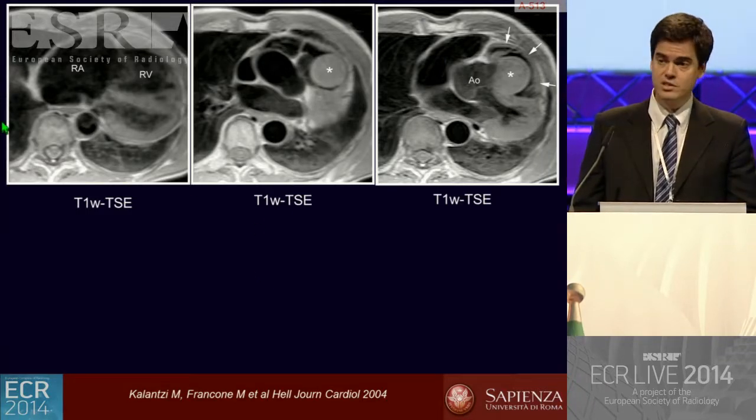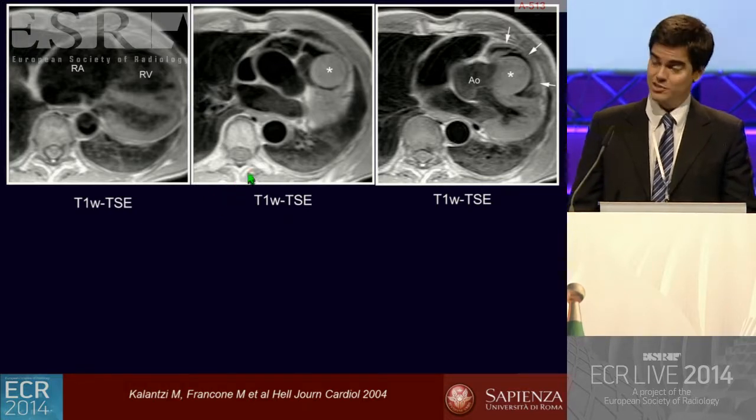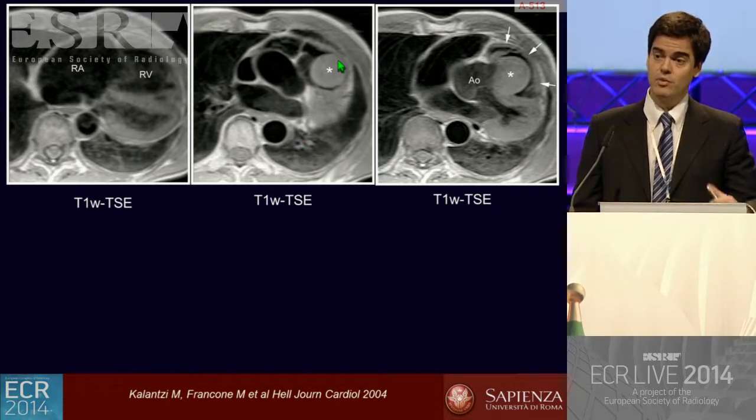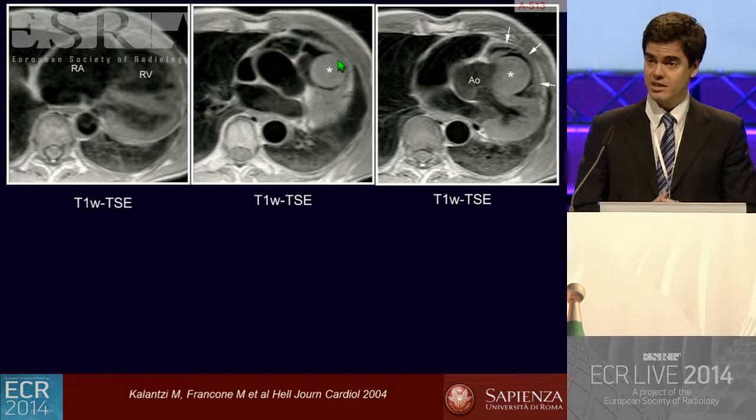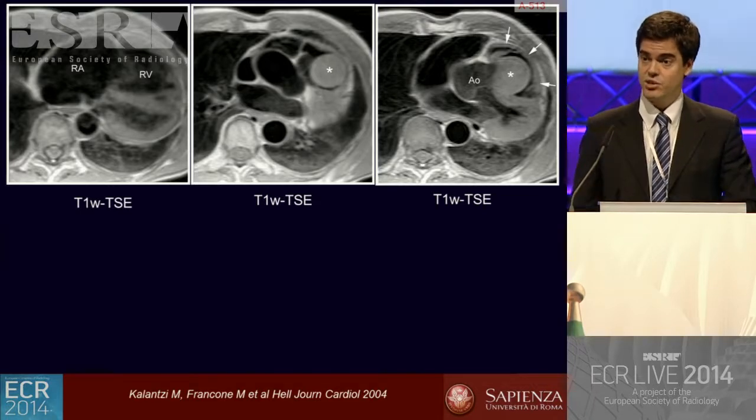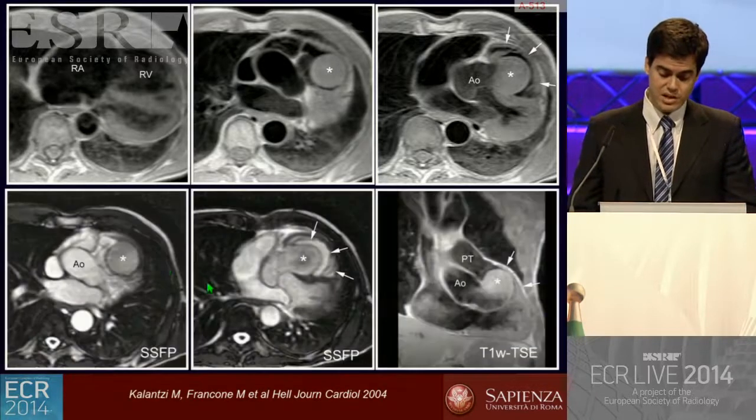And the first line here shows black blood ECG-gated sequences, T1-weighted turbo spin echo. I will just comment the findings without specifying my interpretation, of course. There is a rounded lesion here, located at the level of the right ventricle outflow tract, and this explains clearly the symptoms and the acute onset of the disease in this patient.